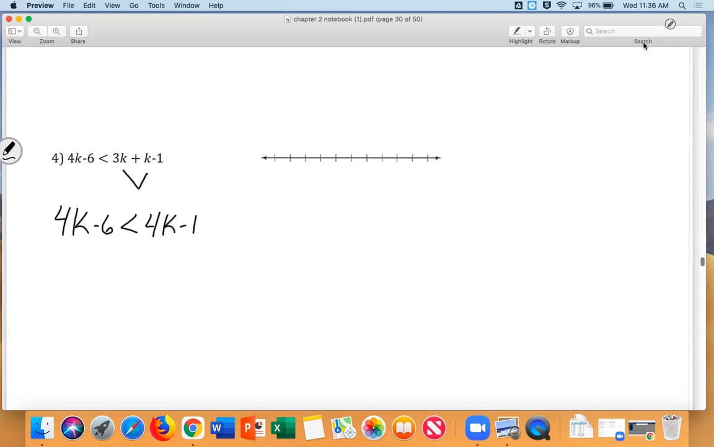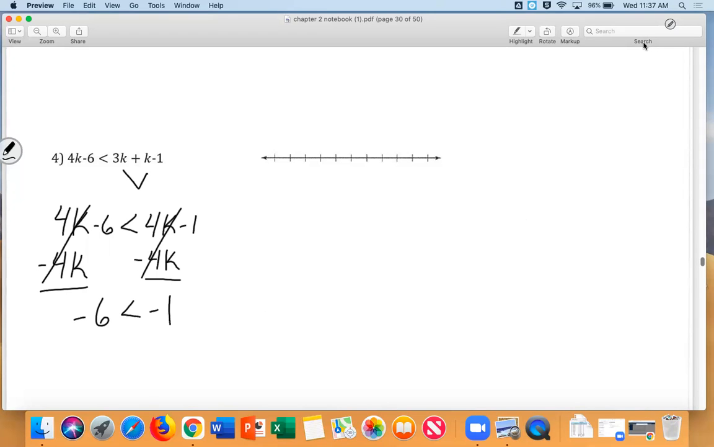So let's get rid of the 4k that's on the left. How do you get rid of a positive 4k? Gonna have to subtract that. So we're going to subtract that 4k on the left, and then I have to do the same thing on the right. So I have 4k minus 4k, they cancel, and I have -6. And on the right, 4k minus 4k, they cancel.